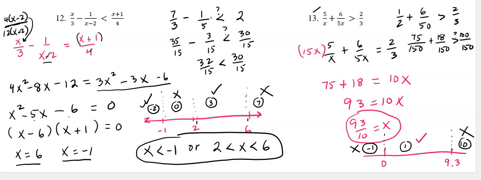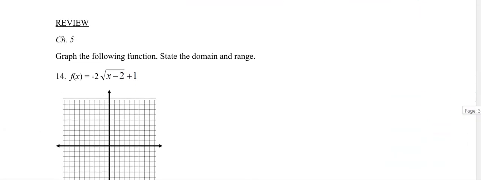And so our final answer will be all the numbers between 0 and 9.3 or 93 tenths. Okay, that's how those inequalities work. You'll have some of those on your test.